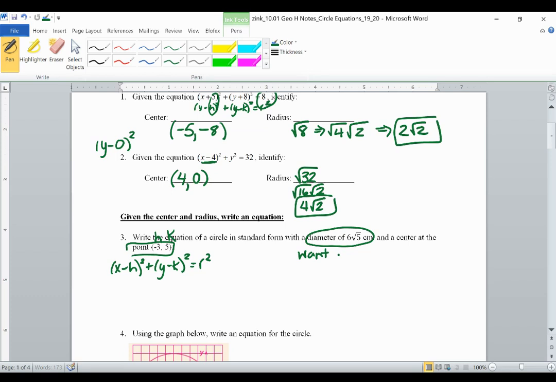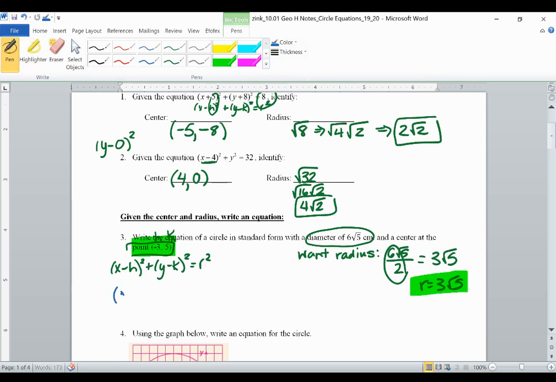How does the radius compare to the diameter? That's right, it is half. So you're going to take your diameter, which is 6 rad 5, and divide it by 2. And remember, we can combine these non-radicals together, so 6 divided by 2 is 3 rad 5. So that's going to be my r. So I'm going to put in my h, k, and my r.